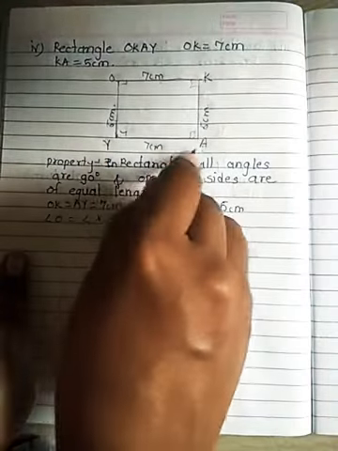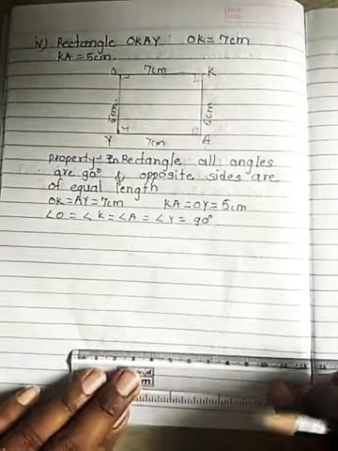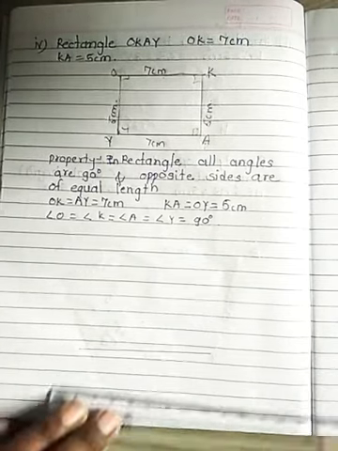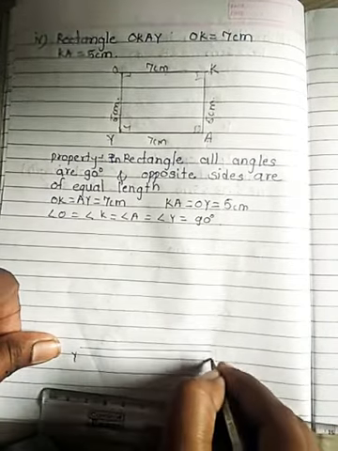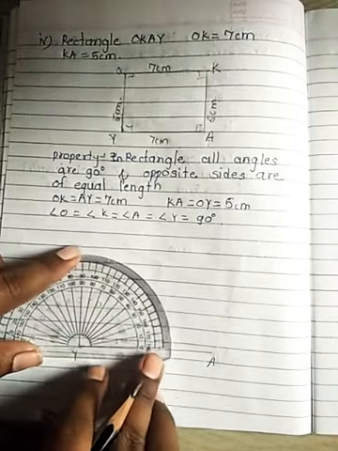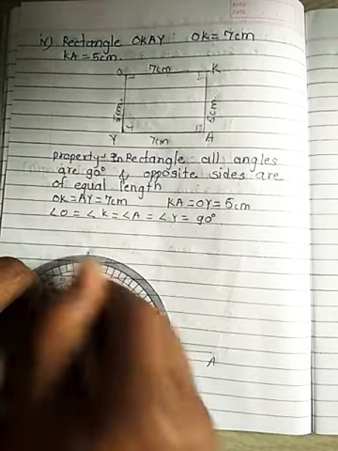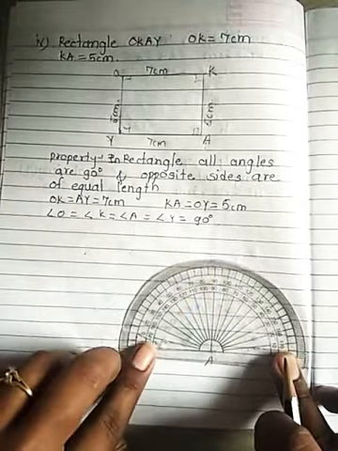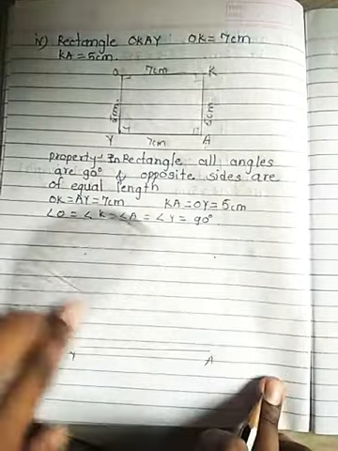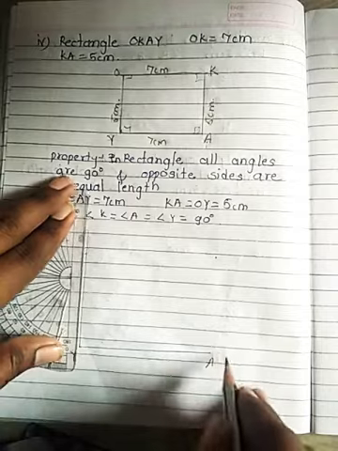Okay. Now take YA as a base, 7 centimeter, point Y and A. Now 90 degrees from both the points. 90 degrees from here also. 90 degrees, no need to take inner or outer. 90 degrees is same for both inside measurement and outside measurement. So join it.